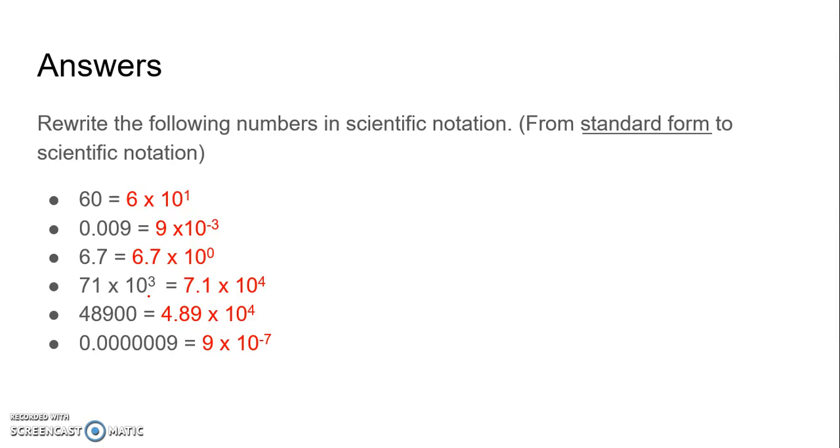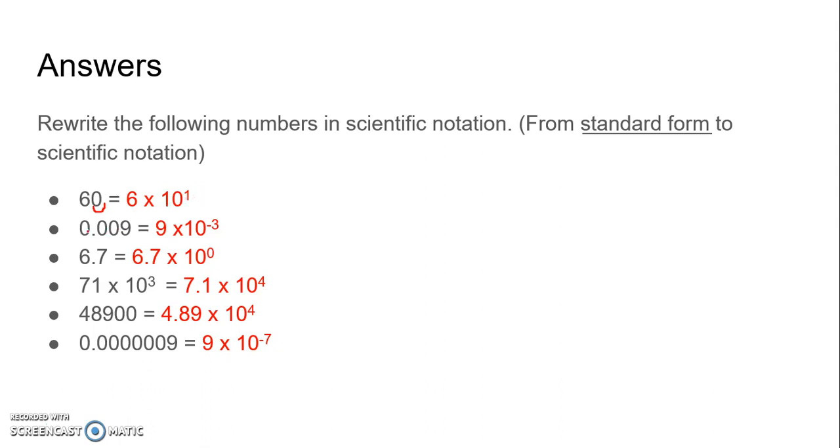Now let's review. So 60 is greater than 10, right? So you want to have a coefficient that is less than 10 and greater than 1. So this is 6. Now what happens if you have 6 here? So we would start from the right and move 1 over to the left. So that would be 6 times 10 to the 1 power.